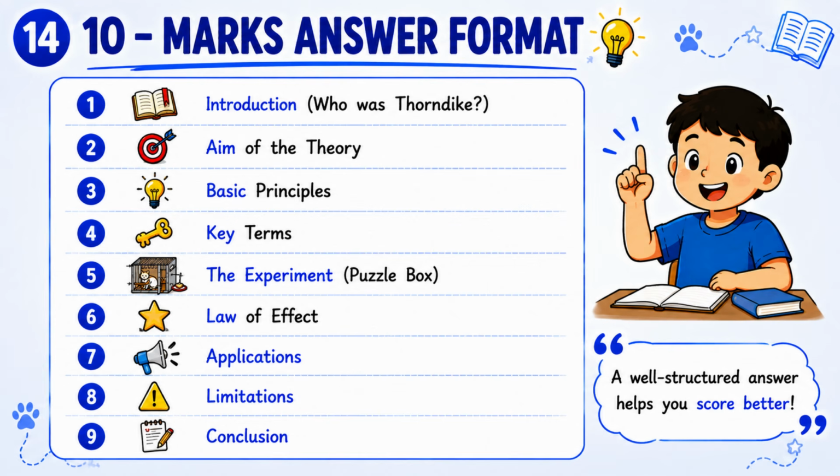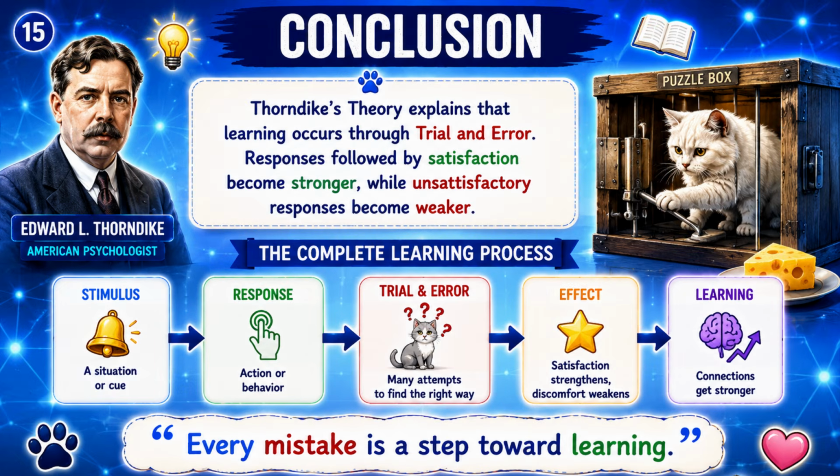Fifth, describe the experiment. In Thorndike's theory, explain the famous puzzle box experiment. உங்களால முடிஞ்சா நீங்க டயக்ராம் கூட வரையலாம். Sixth, explain the law of effect, which is the core concept of the theory. Seventh, write a few applications of the theory in education or daily life. Eighth, mention the limitations to show critical understanding. Finally, end with a short conclusion that summarizes the theory. A well-structured answer like this is easy to read, covers all important points, and helps you score better in your exams.